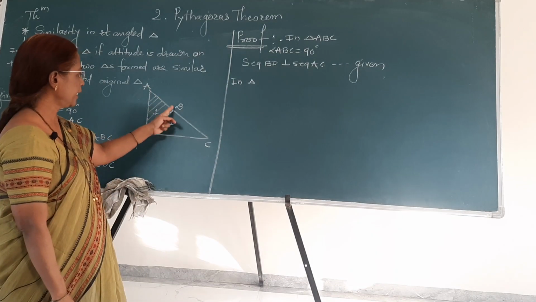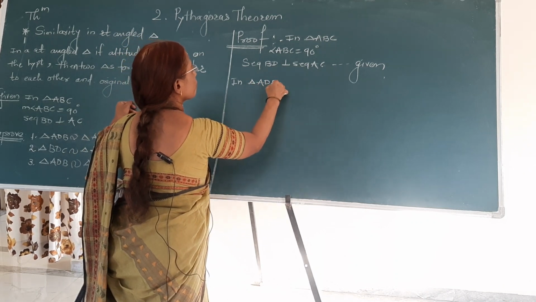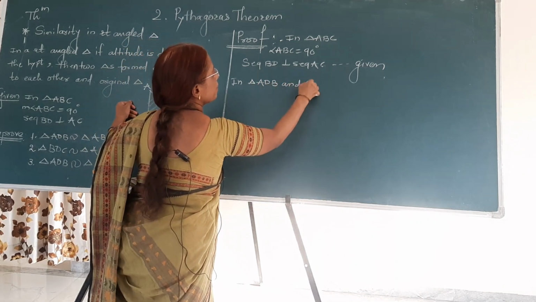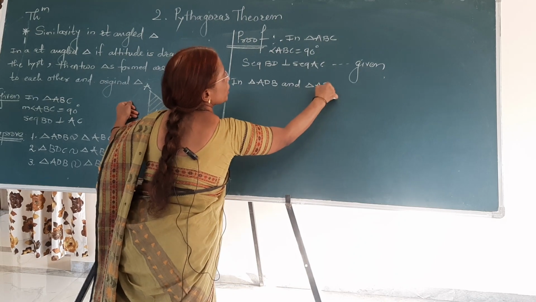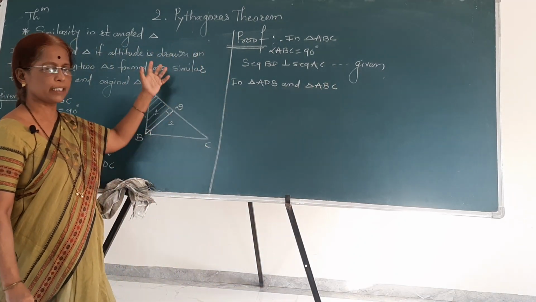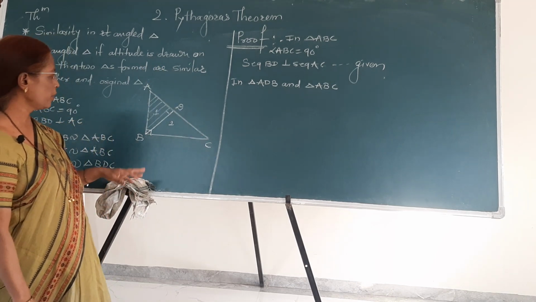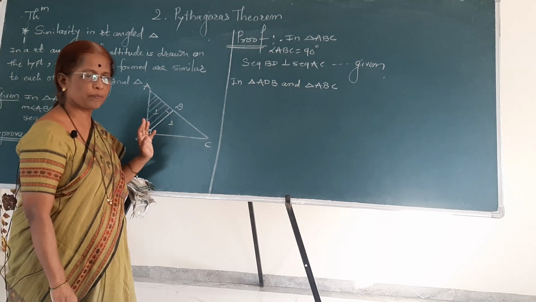We will say triangle ADB and the triangle ABC. ABC is the original triangle. Now, first triangle and the larger triangle, original triangle, we have to show similar. And we are going to use here a test of similarity.